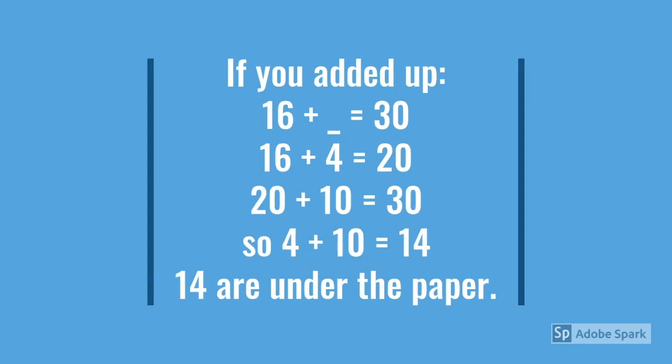If you use the strategy of adding up, you would ask yourself 16 plus blank equals 30. So I could add 4 to 16 because I know that makes 20. Then 20 plus 10 equals 30. So I added 4 and I added 10, and the answer would be 14.